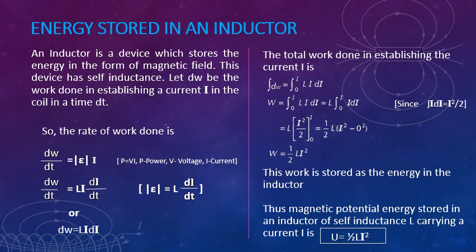Thus, magnetic potential energy stored in an inductor of self-inductance L carrying a current I is given by U is equal to half L I square.